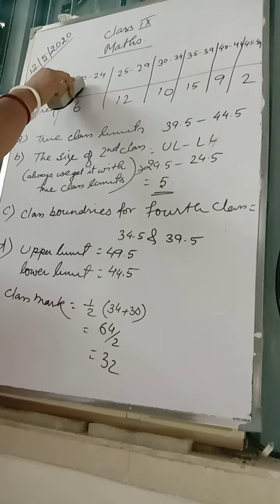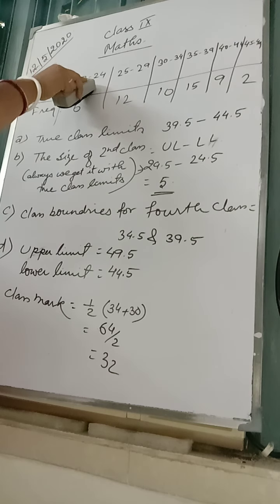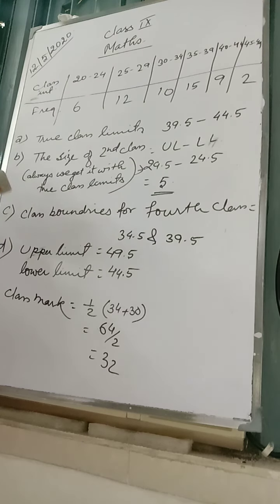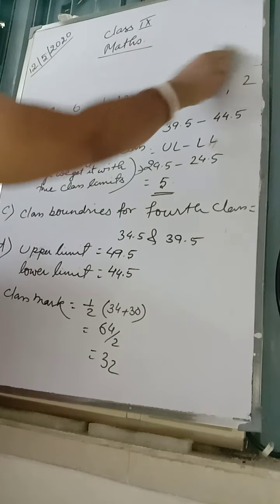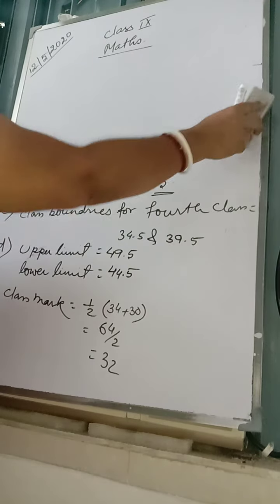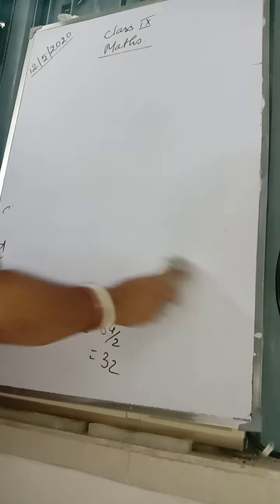In a grouped frequency it may be 21, 20, 22, 23, 24. But if it is written only 20, that represents only 20. Discrete represents only that particular variate, not more than that, not less than that. Look at question number 8.